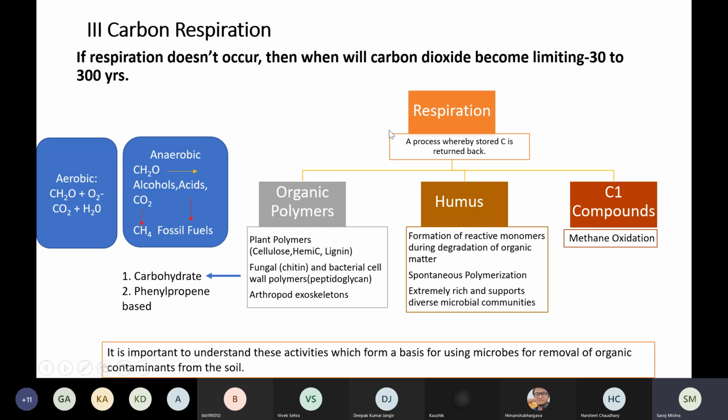All right. Now this respiration, for example, I have shown here two blue boxes. So the respiration can be either aerobic in nature, that is in the presence of molecular oxygen, or it can be anaerobic. Okay, so respiration doesn't always mean that any organic matter has to be completely mineralized into carbon dioxide and water. That only happens in the presence of an aerobic setup.